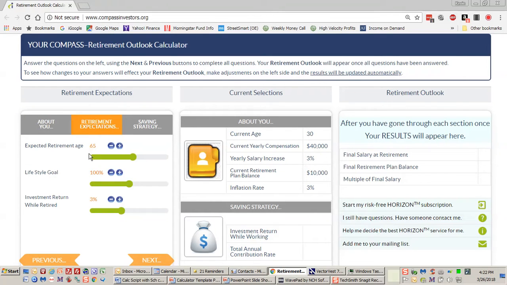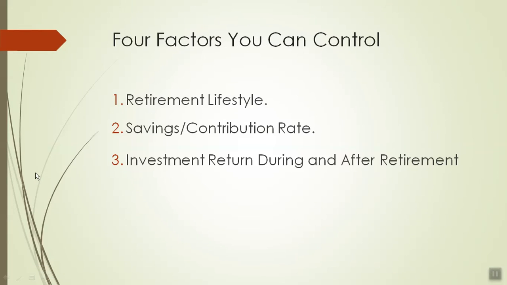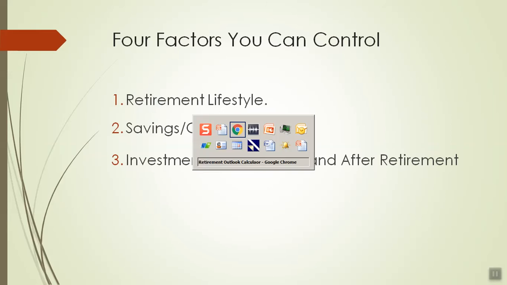We're now going to focus on the three key factors under your control that have the greatest impact on how much money you will have for your retirement. You'll be able to enter new values for any of these factors and immediately see how the changes you make impact how long your money will last in retirement. We now come across the first of those three factors, the lifestyle you want to have in your retirement.